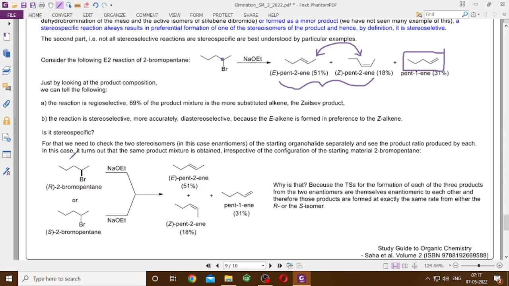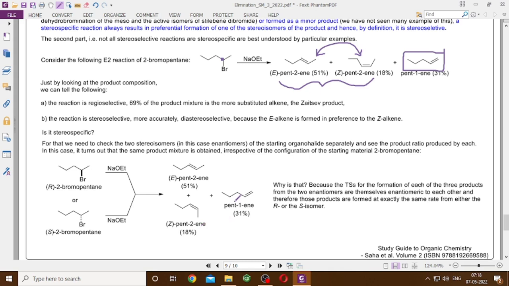If we start from one enantiomer of the 2-bromopentane, that is the R enantiomer, and then we do the same reaction on the same condition with the S enantiomer, then we have these three products where we have 50% E-2-pentene, 18% Z-2-pentene, and 31% pent-1-ene. The same thing is happening here. The R-2-bromopentane and S-2-bromopentane, with sodium ethoxide, are giving E-2-pentene, Z-2-pentene, and 1-pentene.